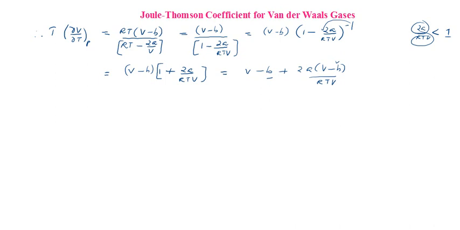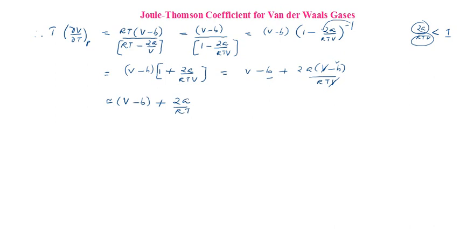is not going to get affected much even if you neglect this b here, because there is v in the denominator also. Remember, we are doing a number of approximations which will not affect our final equation much. So it will become simply equal to v minus b, the first term I am retaining as such, plus, if you neglect b here, this v and this v will get cancelled. So what is left is only 2a by RT.